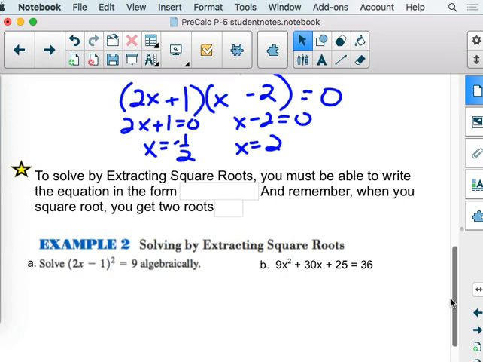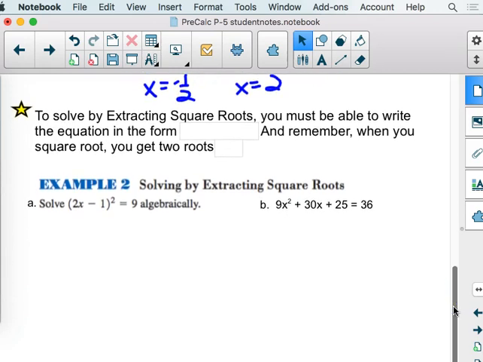Excellent. All right, because that'll be a part of the assignment that we do. Now this one says, solve by extracting square roots. What? When the dentist takes a tooth out, that's an extraction. Not that one. Extracting square roots is just taking square roots. That's what we're going to do.